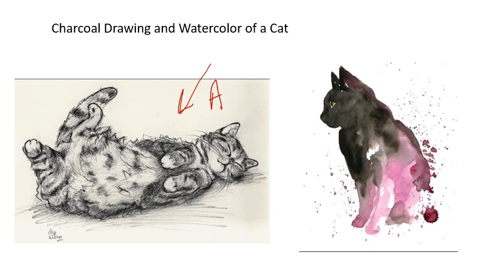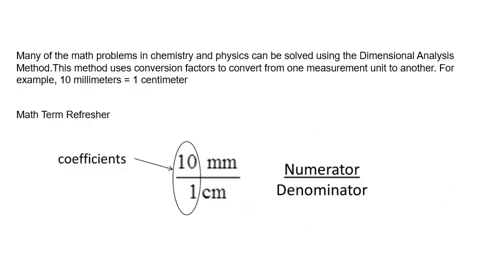So what we're doing today is we are mastering the technique of using dimensional analysis. I know there are other ways of solving the problem. This technique is used for many of the math problems in chemistry and physics. It uses conversion factors to convert from one measurement to another. For example, an example of conversion factors is that 10 millimeters is the same thing as 1 centimeter.